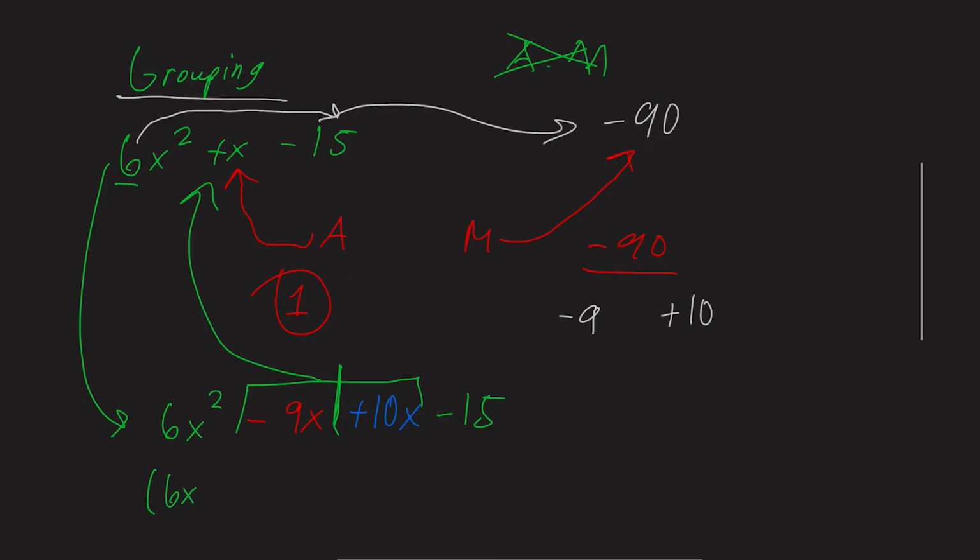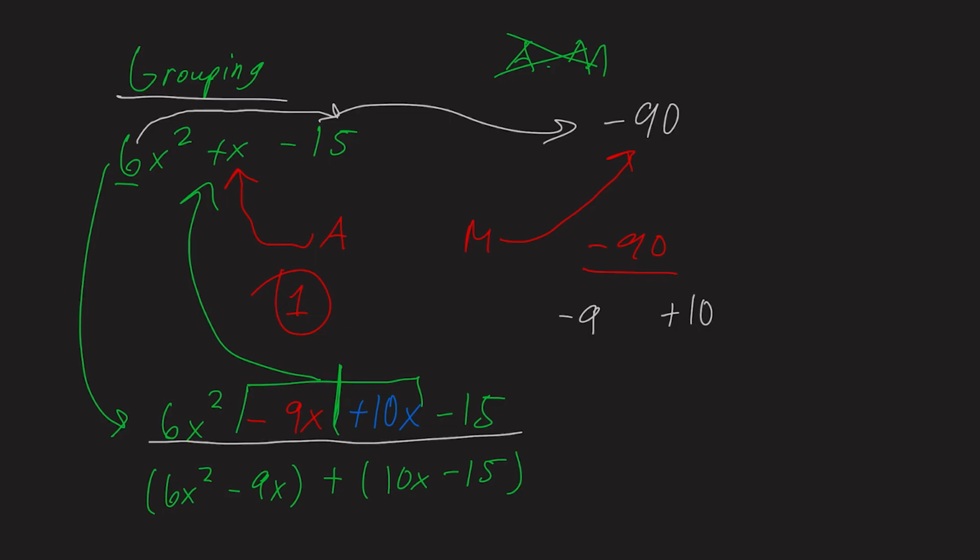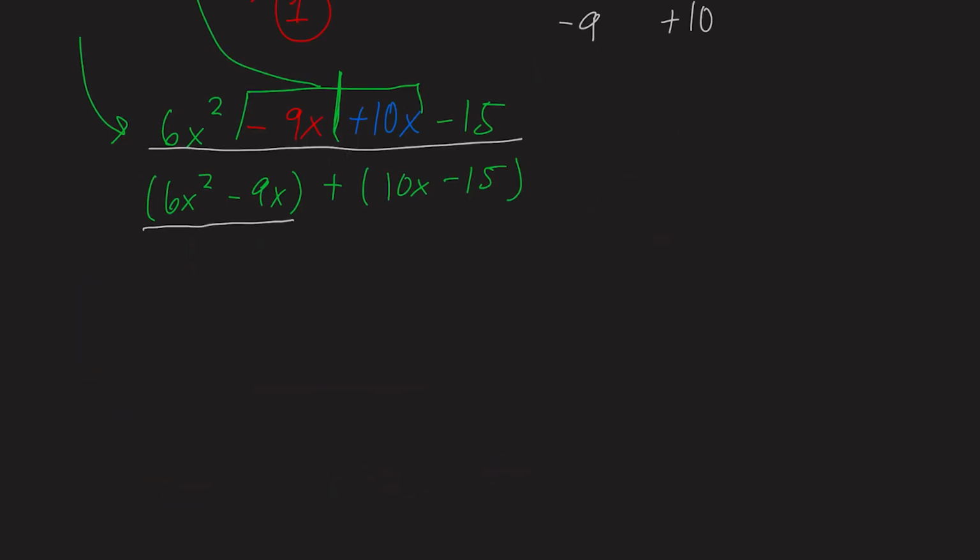So I'm going to group 6x squared minus 9x together, and I'm going to add it to 10x minus 15. Okay? Notice my equation is still exactly the same. So now what I'm going to do is try and find a GCF of this guy and a GCF of this guy.